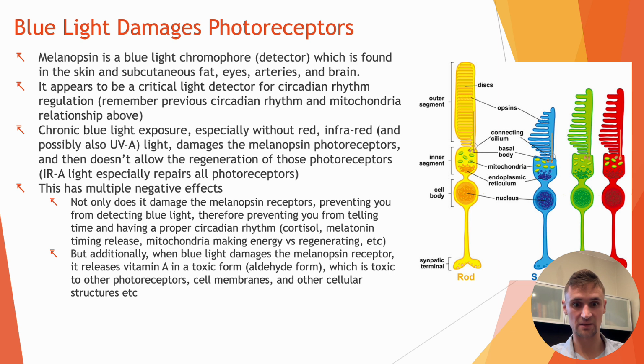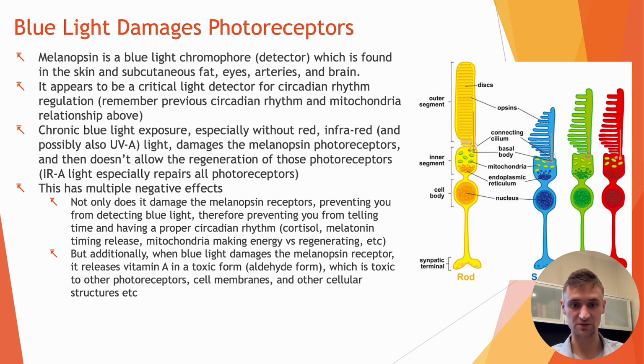So melanopsin is a blue light chromophore, which is found in the skin, in the subcutaneous fat, eyes, arteries, and brain. And it's a critical light detector for circadian rhythm regulation. And so what happens is chronic blue light exposure, especially without red, infrared, and possibly also UVA light, damages the melanopsin photoreceptors. This then doesn't allow the regeneration of those photoreceptors, as Dr. Kruse talks about this law as well, that infrared A light regenerates all photoreceptors, which is part of why daytime sunlight is absolutely critical. So the damaging of these melanopsin photoreceptors has multiple negative effects.